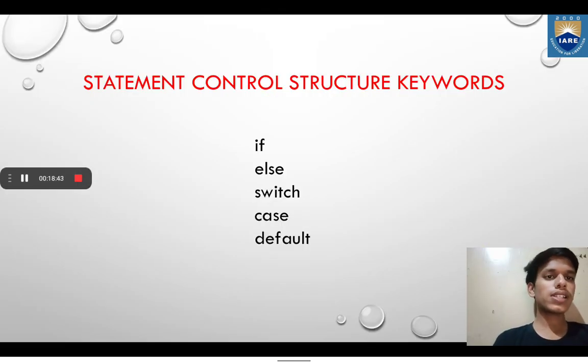The next keywords are statement control structure keywords. They are if, else, switch, case, default. These are the 5 keywords regarding statement control structure. As you know, to write an if else statement we require 2 keywords, if and else. So if a condition holds, then a block of statements, else a block of statements. Similarly, we have the switch case default statement, where the switch keyword, case keyword and default keyword are used to write a switch case statement.